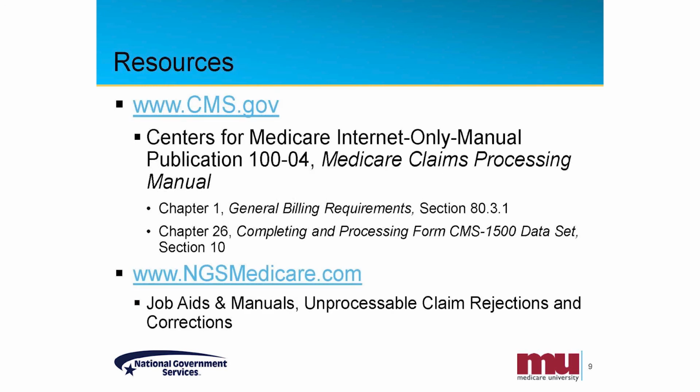Listed here are some helpful resources. Visit CMS's website at www.cms.gov to access the Medicare Internet-only manuals. The Medicare Claims Processing Manual, Chapter 1, General Billing Requirements, and Chapter 26, Completing and Processing Form CMS 1500 Dataset, include information related to proper claim submissions that will help you avoid an unprocessable claim rejection.